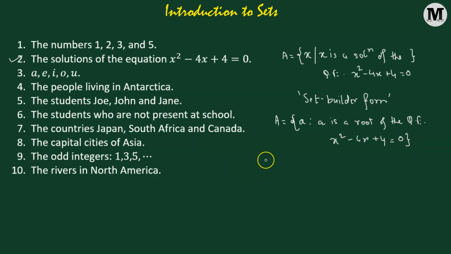Of course, we can also write it in the previous form, that is the tabular form. All we have to do is solve the given quadratic equation. x squared minus 4x plus 4 equals 0. The root of the given quadratic equation is going to be x equals 2. That means we can also represent set A as the set containing the element 2. Of course, the quadratic equation is going to have repeated roots 2, 2. But while writing in the tabular form, if they're repeated, then we only pick one of them.